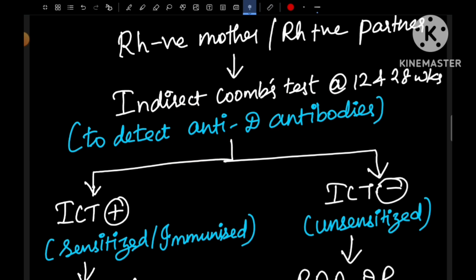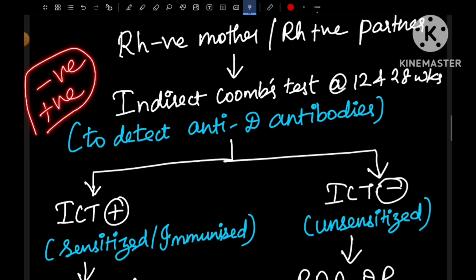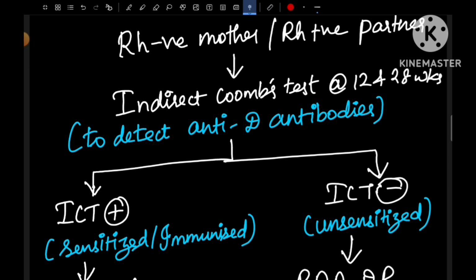What are these anti-D antibodies that we should know? See, with an Rh-negative mother and an Rh-positive father, there will be an immunization reaction. Anti-D antibodies will be formed. So when this blood mixes, there will be anti-D antibodies.